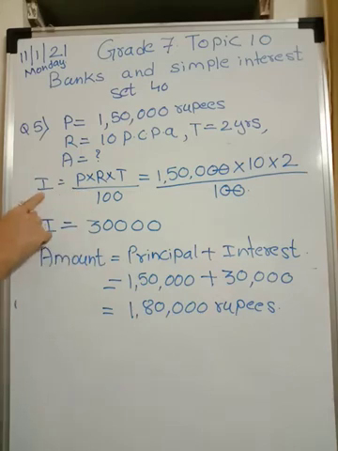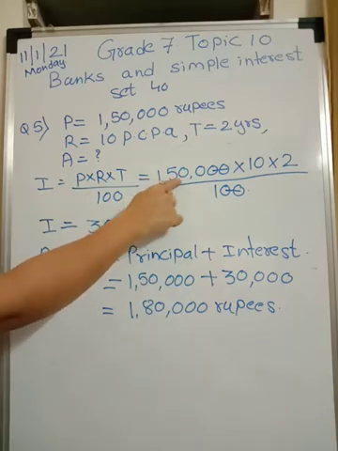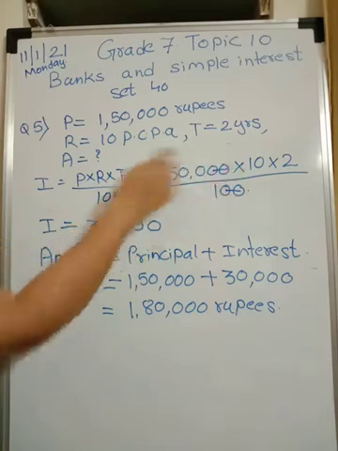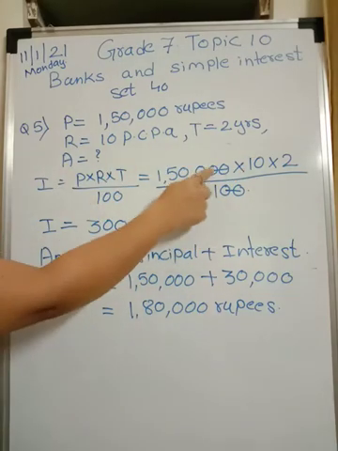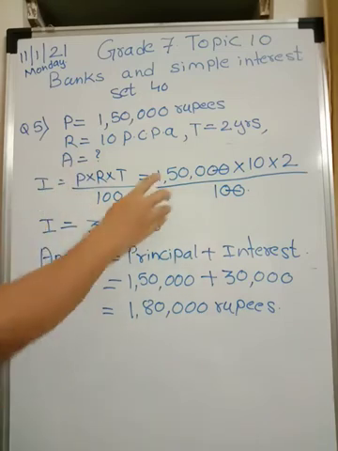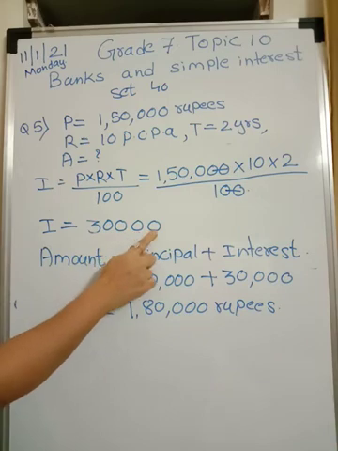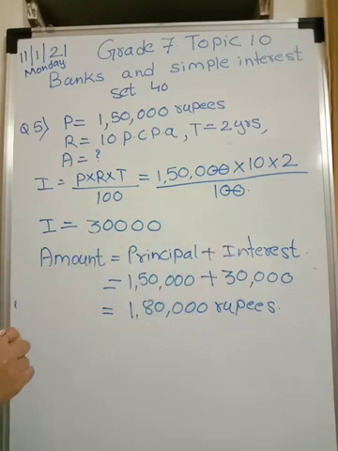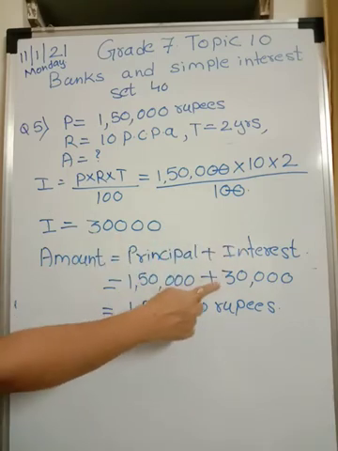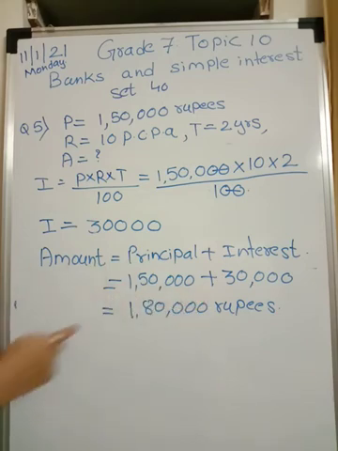This interest is simple interest. So you have 1,50,000 into rate is 10 into time is 2 upon 100. So these two zeros can be cut off. 15 2s are 30 and 1, 2, 3 zeros. So interest we got 30,000. Now what is amount? Amount is principal plus interest. So you have 1,50,000 plus 30,000 comes out to be 1,80,000 rupees. So this is the amount.